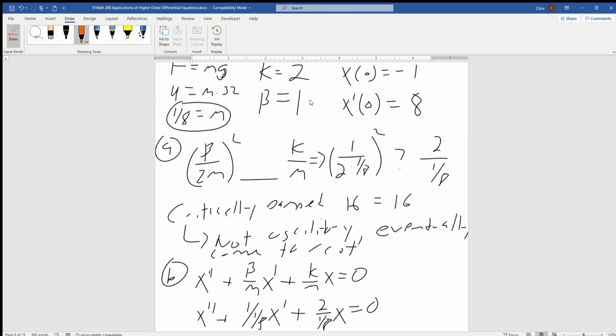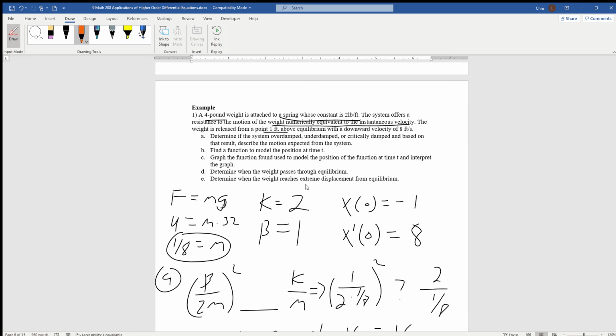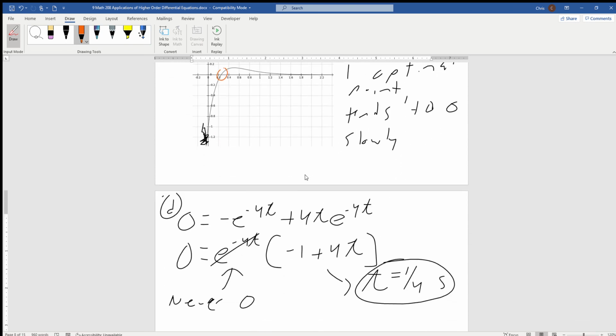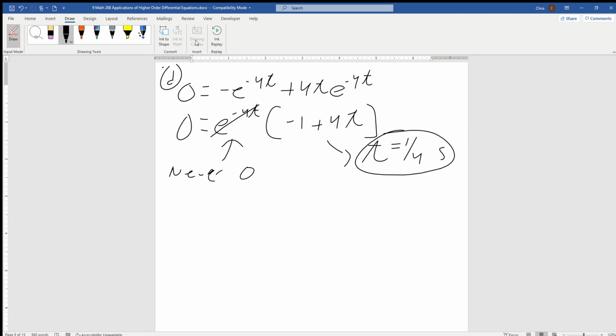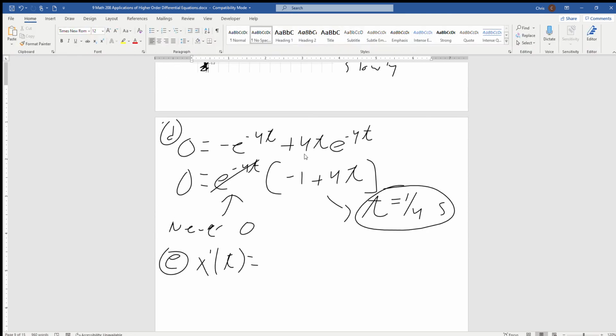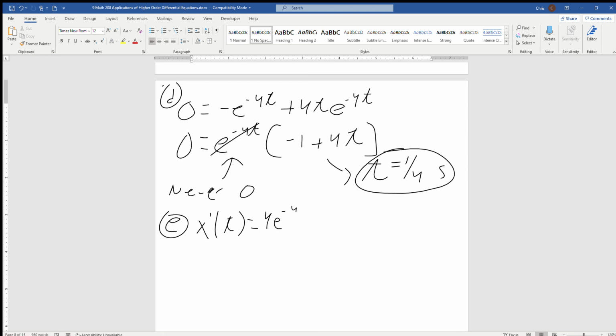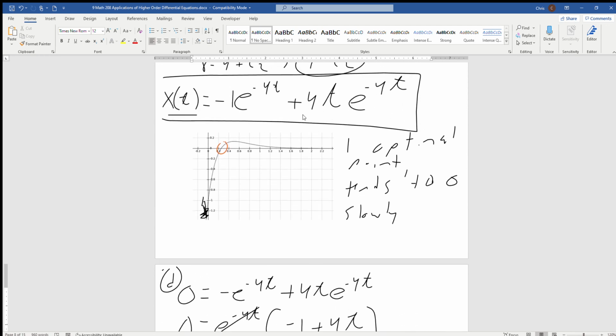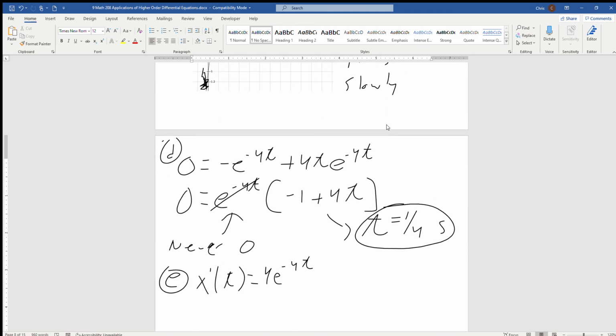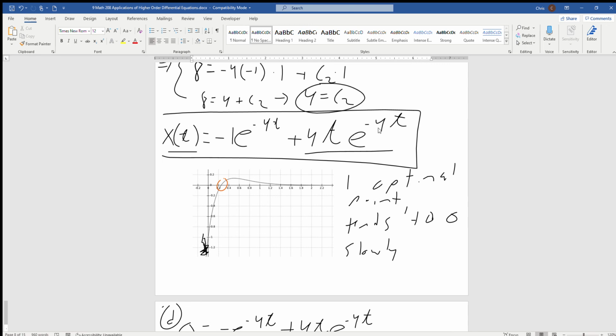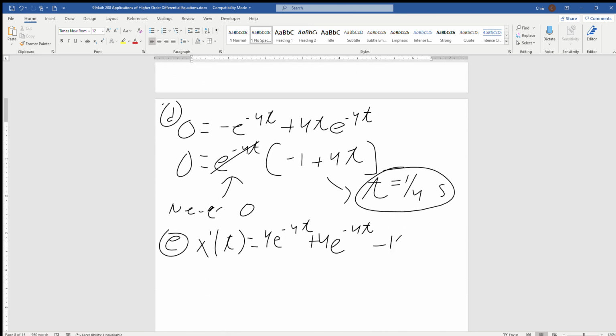Finally, the last part of the question is determine when the weight reaches extreme displacement. And we know extreme displacement is the derivative. So when does it reach the highest point? Well, we're going to find the derivative of our function. So we're going to find x prime of t, and x prime of t is going to be our 4e to the minus 4t, and then we're going to have to use a product rule on this part right here. So it's going to be 4e to the minus 4t, and then minus 16, because we have this negative 4 times positive 4, so minus 16t e to the minus 4t.